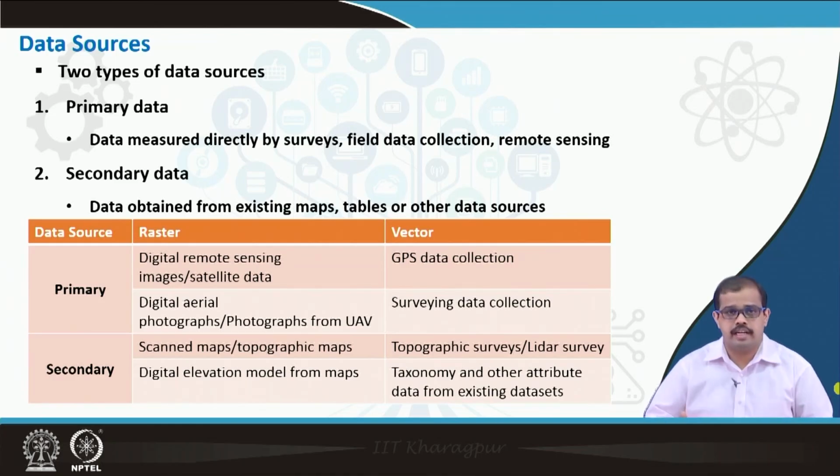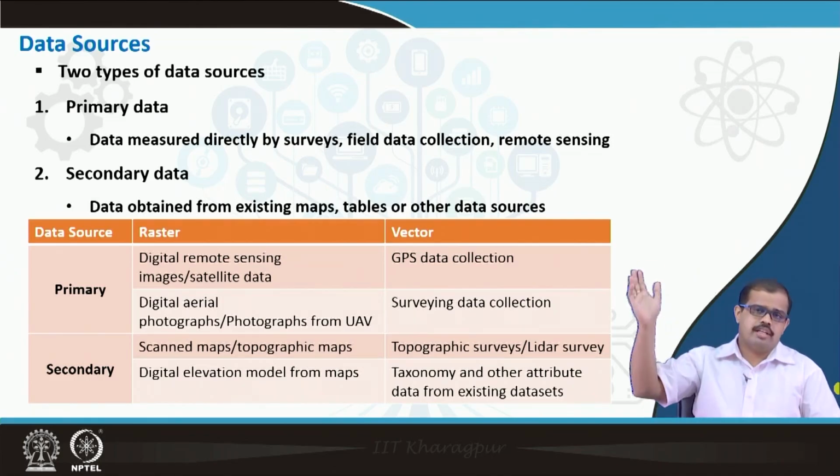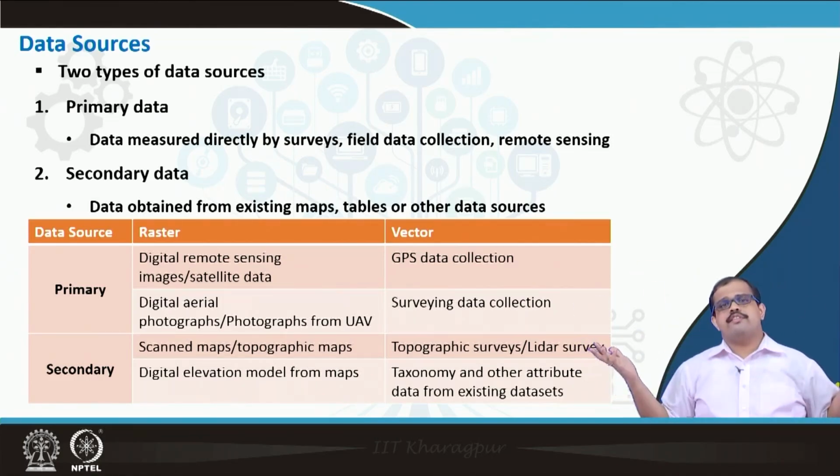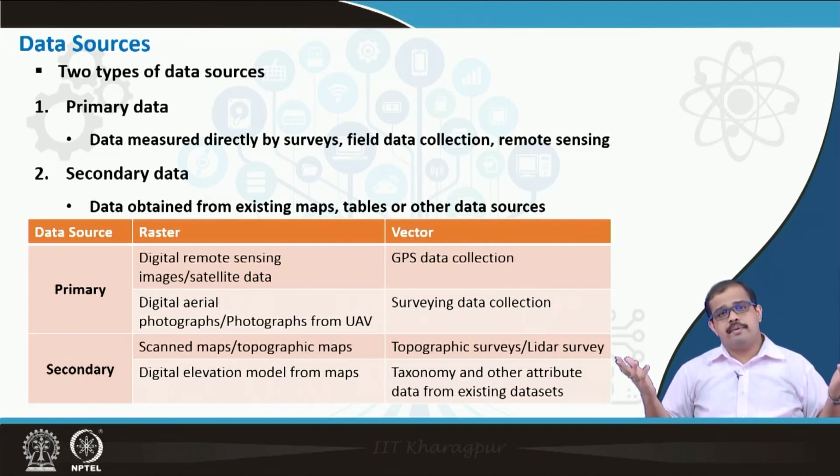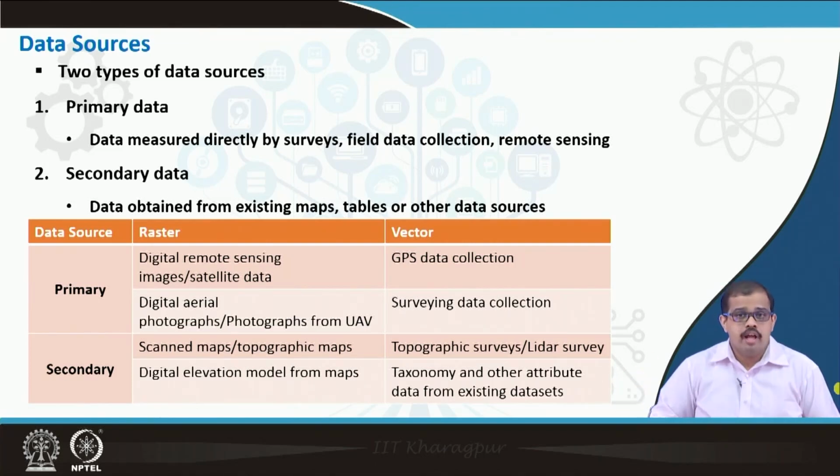Next is the secondary data. So, data obtained from existing maps, tables, or any of the other governments. There is a huge number of government sources which give you data. It may be statistical, maybe quantitative, maybe qualitative. So, what are the different sources? All of these sources become a secondary source.